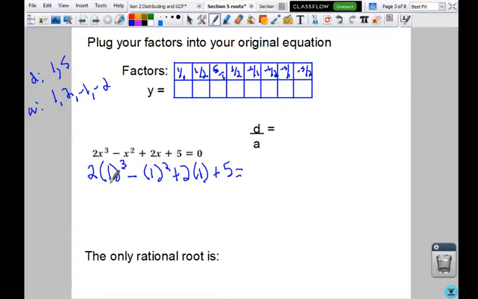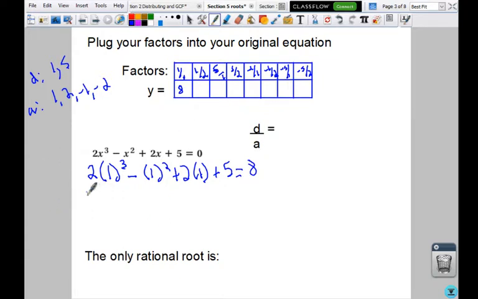So 1 to the third is 1, times 2 is 2, 2 minus 1 is 1, 1 plus 2 is 3, plus 5 is 8. Is that 0? Nope, so we're going to keep going. This time, we're going to plug in 1/2.